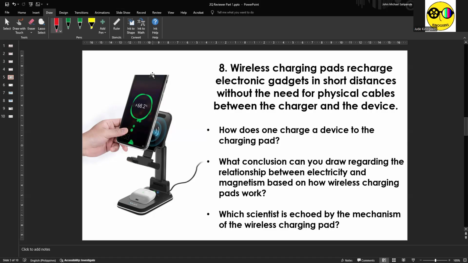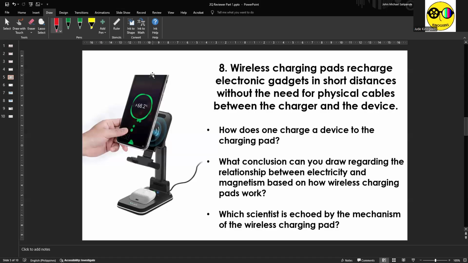So we have a wireless charging pad where you don't need a wire in order to charge a certain gadget that's about to shut down or power off. No? So how does one charge a device with the charging pad? If you have a tablet whose battery life is about to be completely drained, all you have to do is just place the tablet on top of the charging pad.